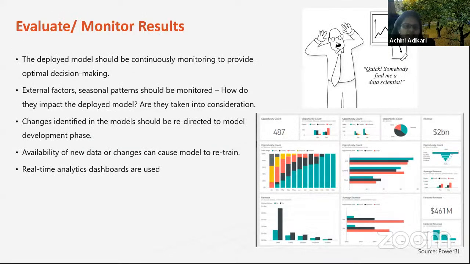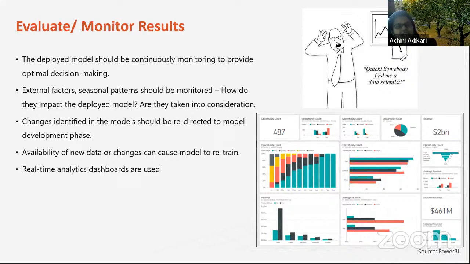And then the last stage is evaluate and monitor results. The deployed model should be continuously monitored to provide optimal decision making. Right? So we need to keep an eye on the outcomes and the performance of machine learning models to see where it fails, and if a sudden anomaly is detected, what caused it. So we need to keep an eye on the deployed model. It's a continuous process. We can't just build a model, deploy it, and be done with it.